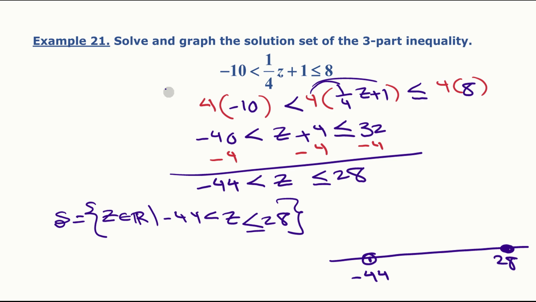All right, and now we're also going to want everything in between. So the interval notation for this is going to be parentheses negative 44 comma 28, and on that end we need a bracket because it does include 28.